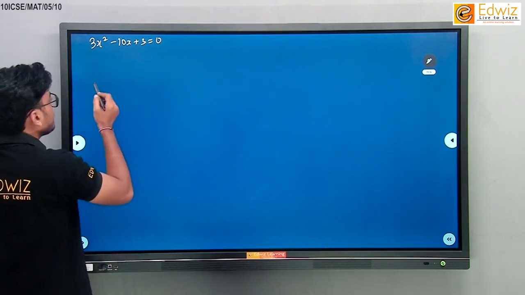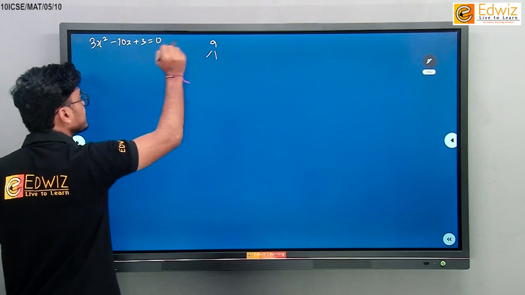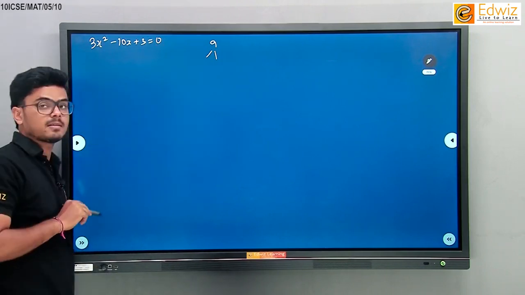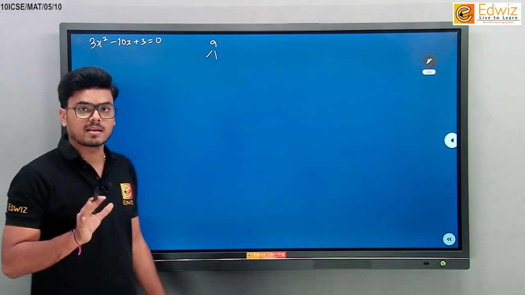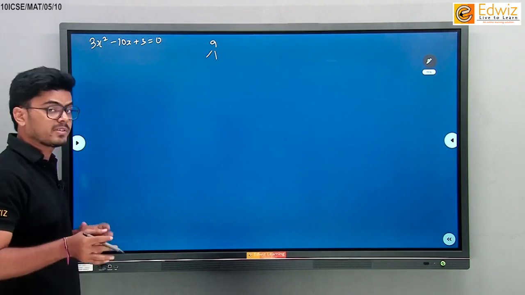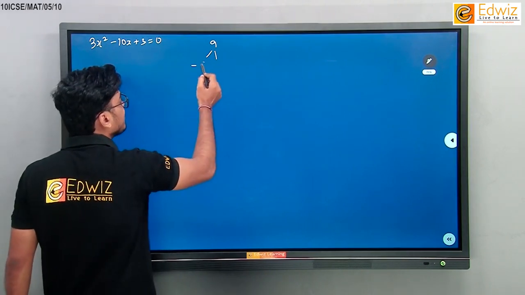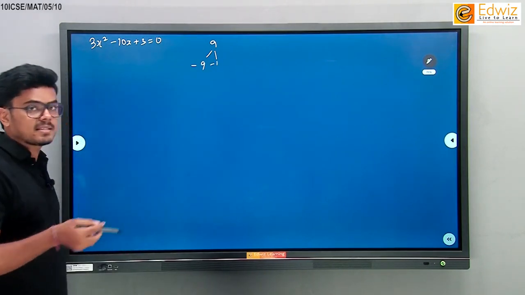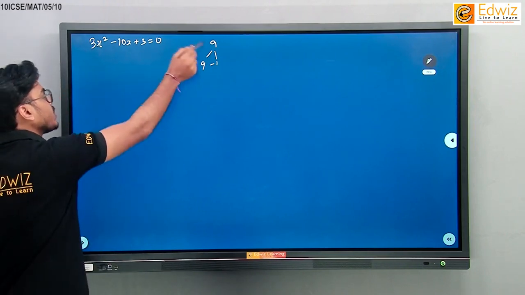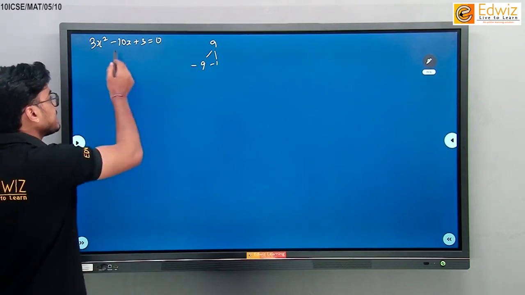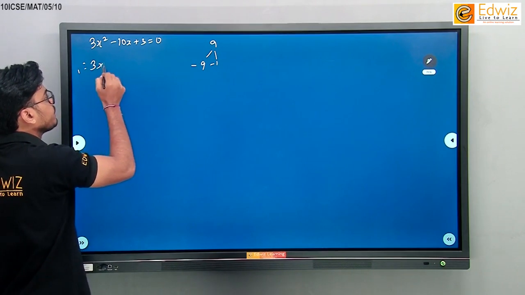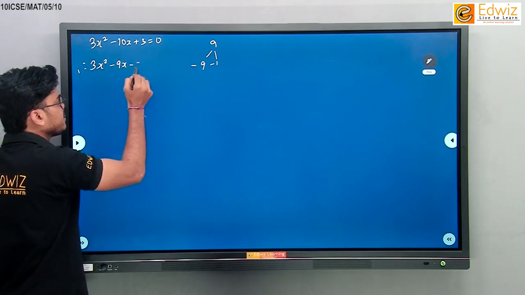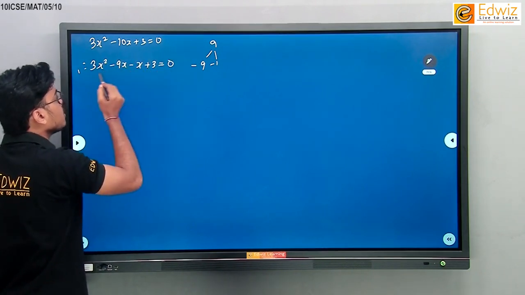3 into 3 will become 9. So we need factors of 9 such that the addition of the factors is minus 10. Since the addition is negative, both the factors will be negative: minus 9 and minus 1. Multiplication is positive 9, addition will be minus 10. So let us use that. Minus 9x minus 1x plus 3 equal to 0.